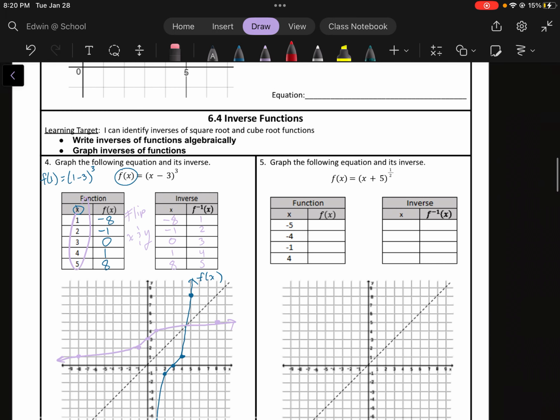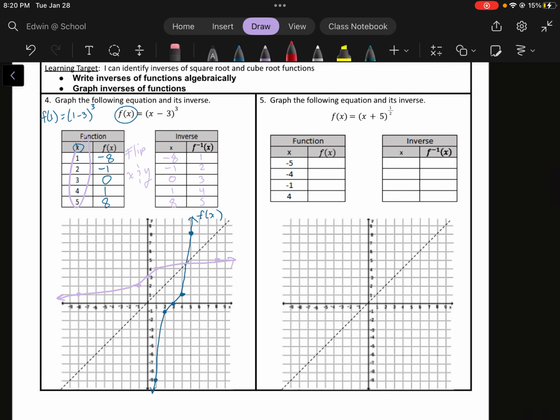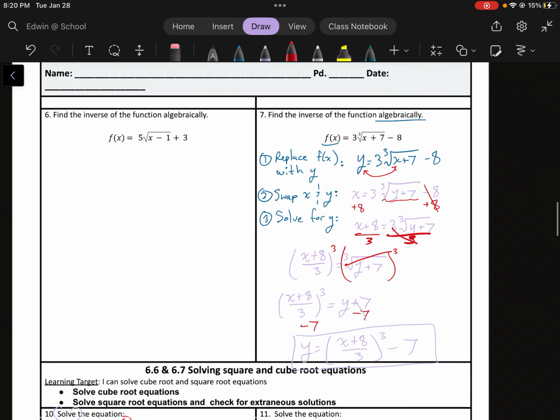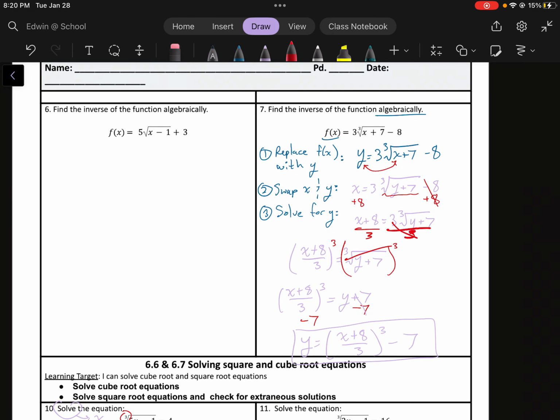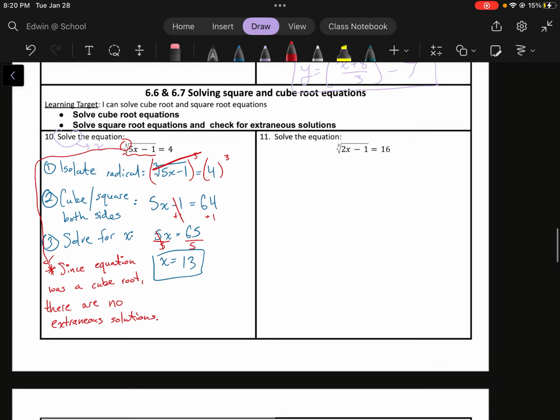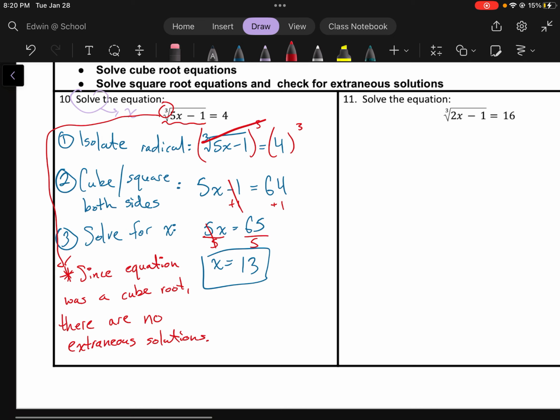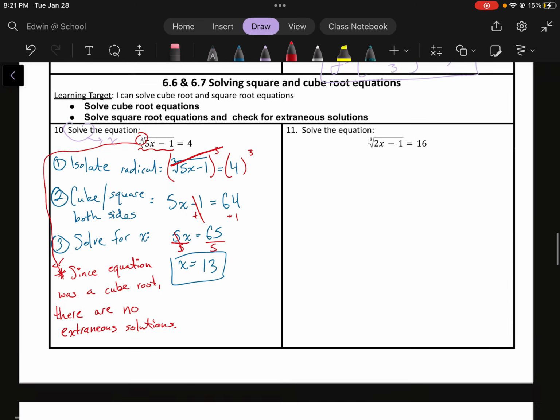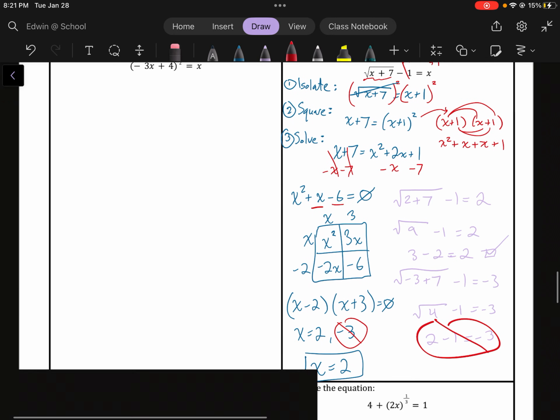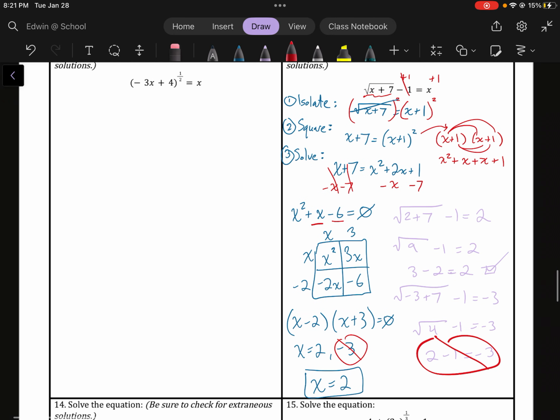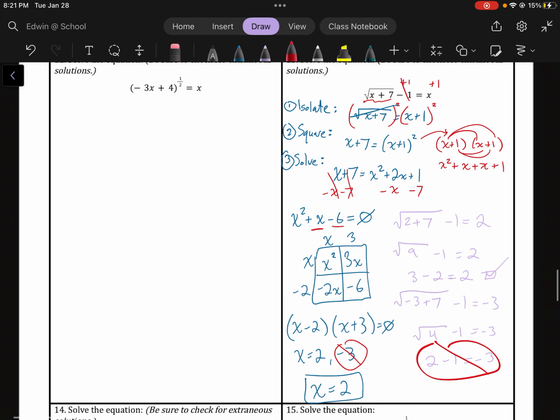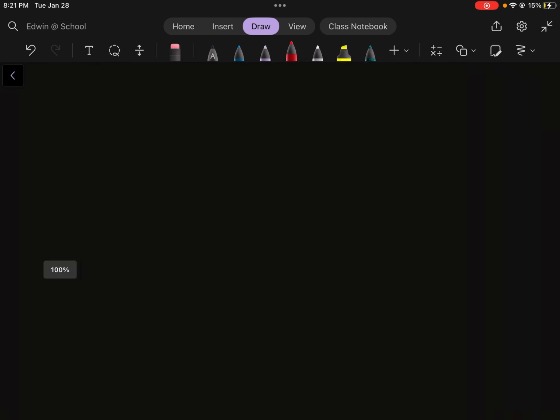Next thing is to know inverses, so just to understand them conceptually and to know how to do it algebraically. Next, it is important to know how to solve cube root equations and square root equations. And we have a process which I listed out right here. And make sure to check for extraneous solutions if it is a square root equation. So for this one, it was a cube root, but this one was a square root, so it was necessary to check, which I did in purple over here. That resulted in one extraneous solution of x equals 2.